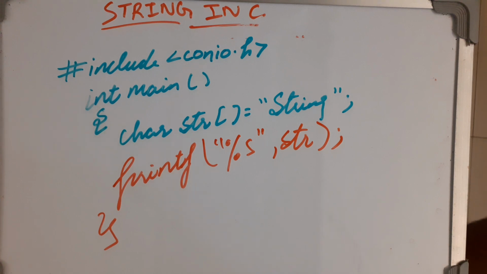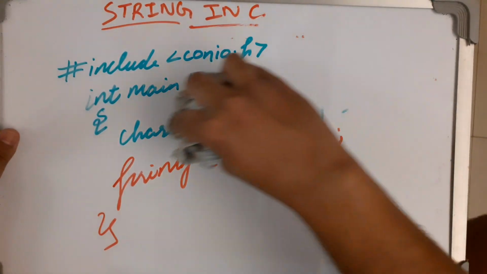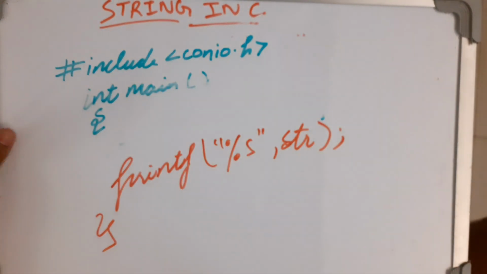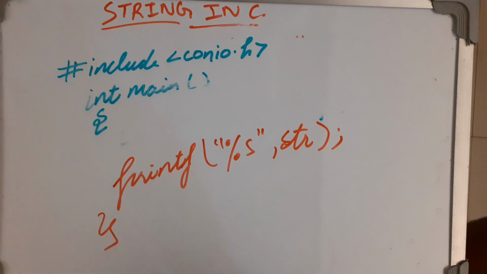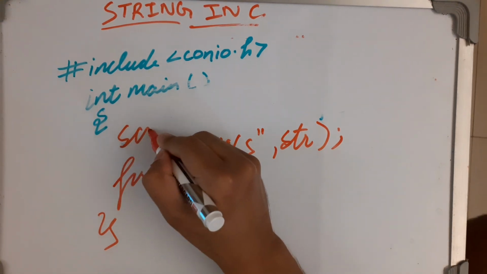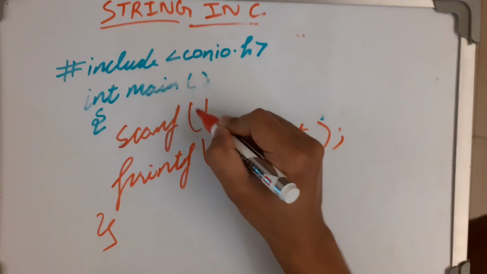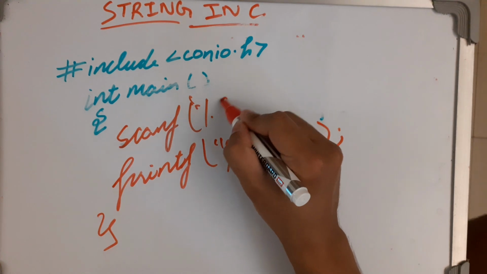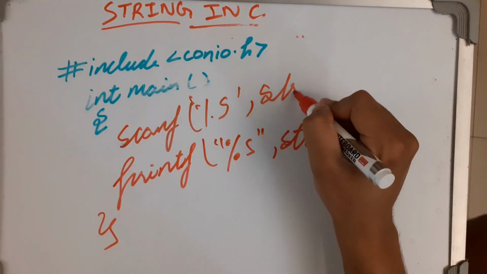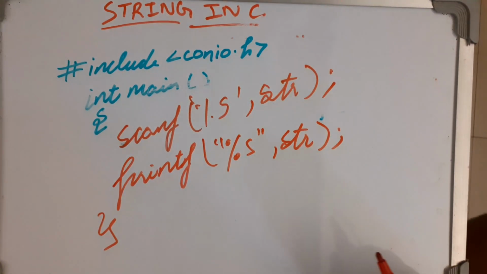Now let me tell you how to scan a string and then print. You can use scanf also for getting input of a string, like scanf, and there's no need to write the ampersand, directly write str. Or you can use gets and puts also, it's your choice. Thank you.